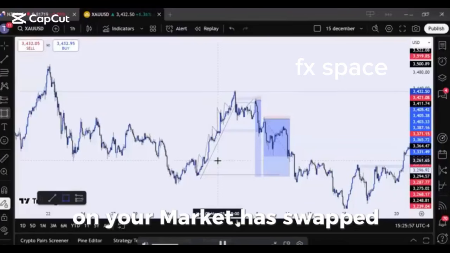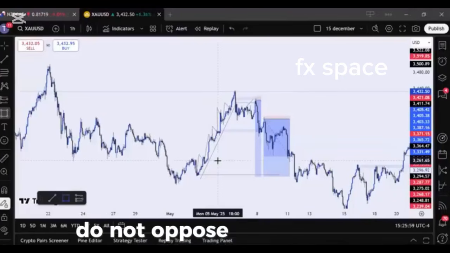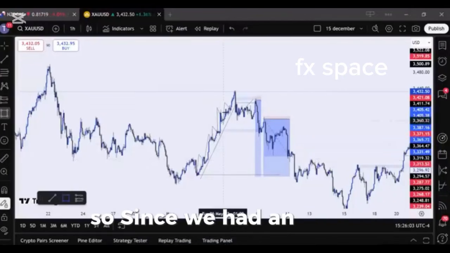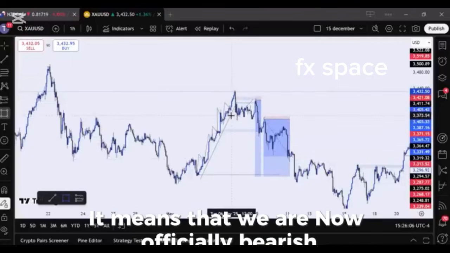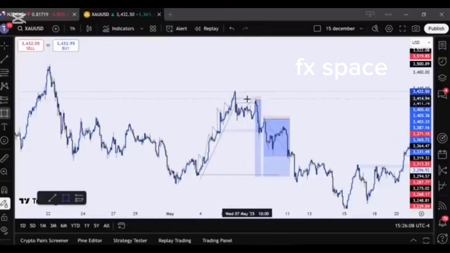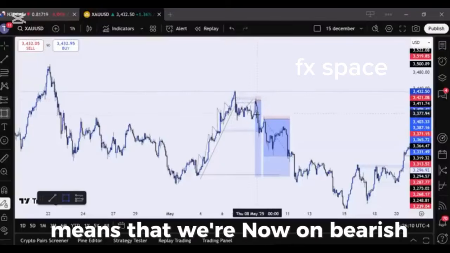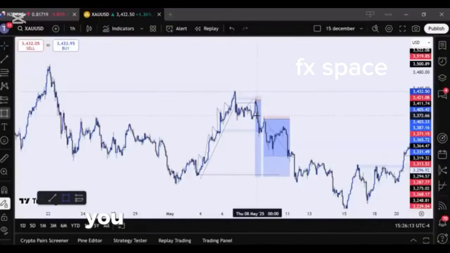Liquidity. Until market has swept the liquidity, do not oppose that direction. So since you had an initial uptrend and market gave you a structure shift to the downside, it means that we're now officially bearish. It gave you inducement and came to trigger this break and block. It means that we're now bearish. Now to know where your take profit level will be, you look for what?